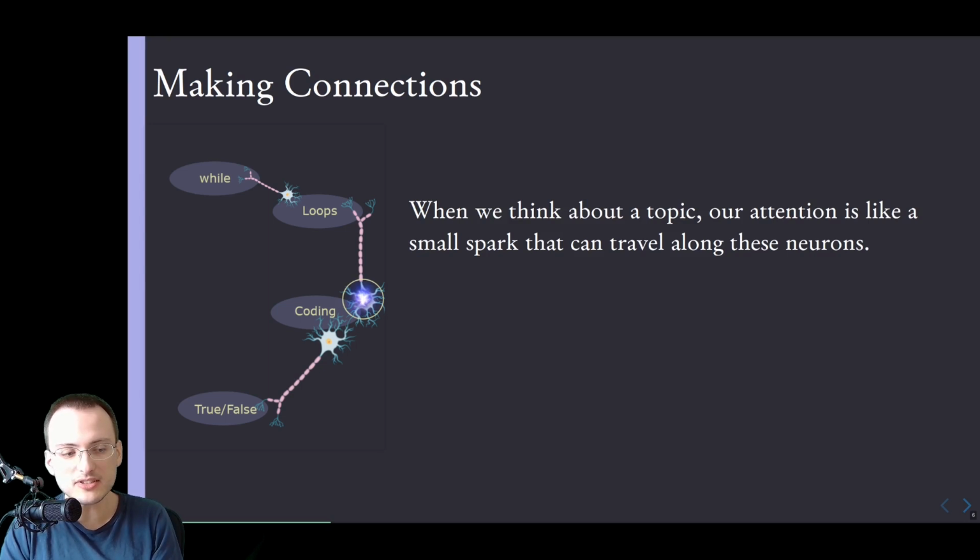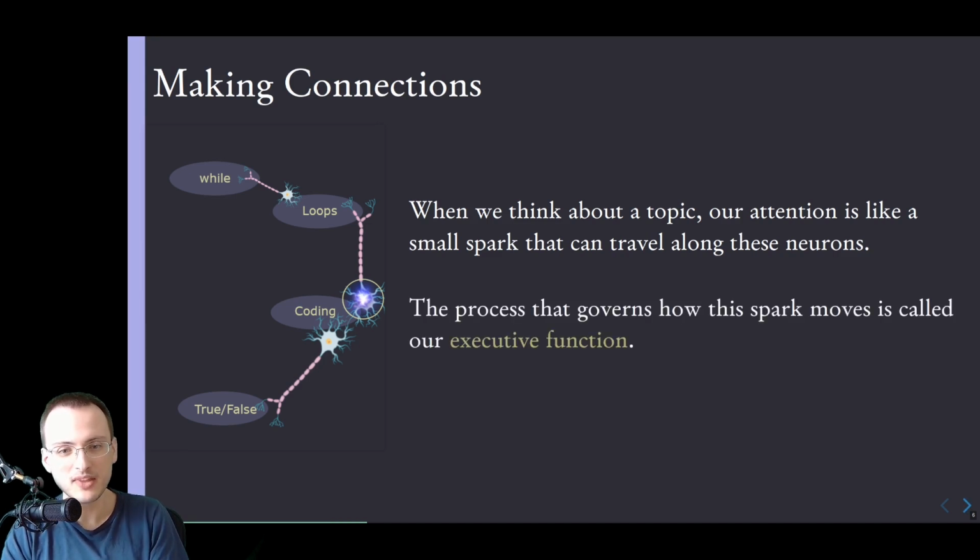When we want to think about something, our attention focuses on a certain part of this map. The analogy I like to use is that there's a tiny little spark dancing along neurons, jumping from idea to idea, traveling around, representing all of your concentration. The process that governs this spark is what's called executive function. If you've ever heard of an executive function disorder, that's actually a disorder in how your consciousness can travel along these neural pathways.